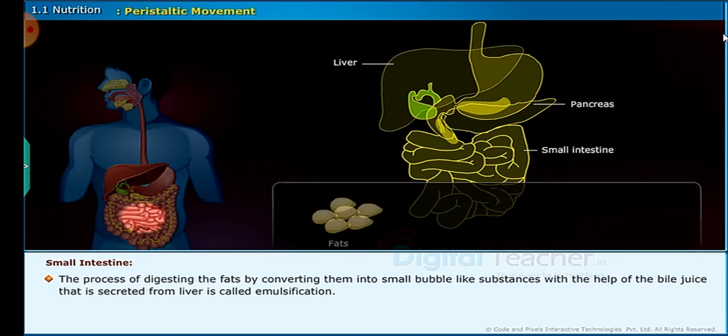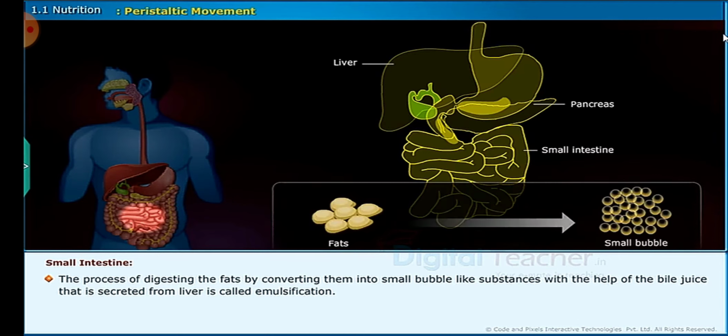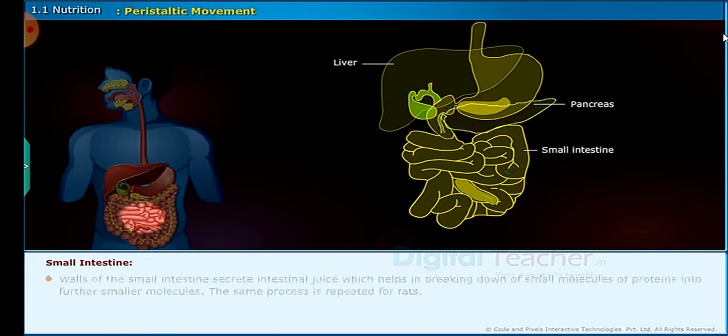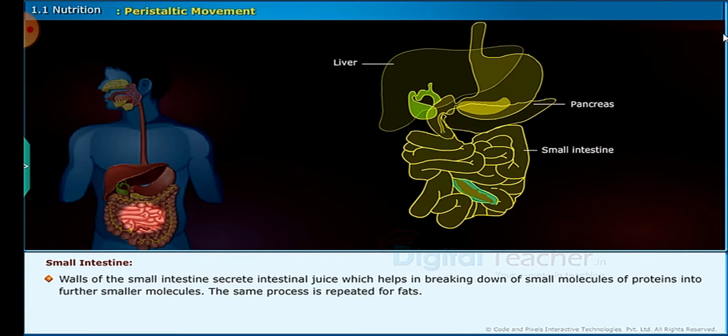The process of digesting fats by converting them into small bubble-like substances with the help of the bile juice that is secreted from the liver is called emulsification. Proteins and fats are digested with the help of enzymes like trypsin and lipase present in pancreatic juice. Walls of the small intestine secrete intestinal juice, which helps in breaking down small molecules of proteins into further smaller molecules. The same process is repeated for fats.